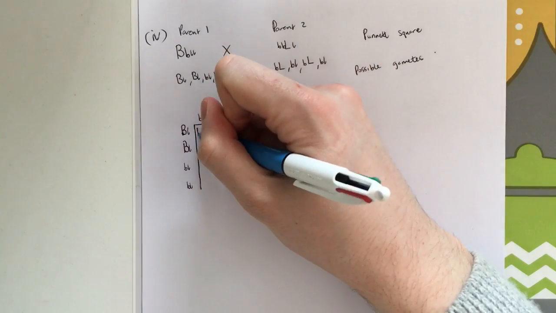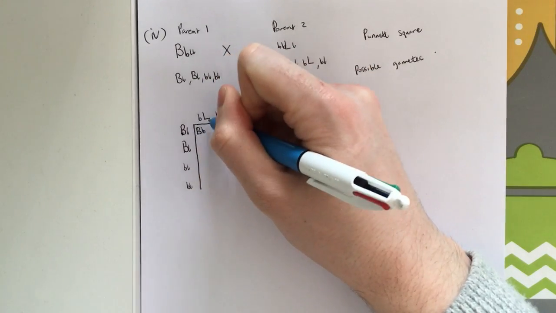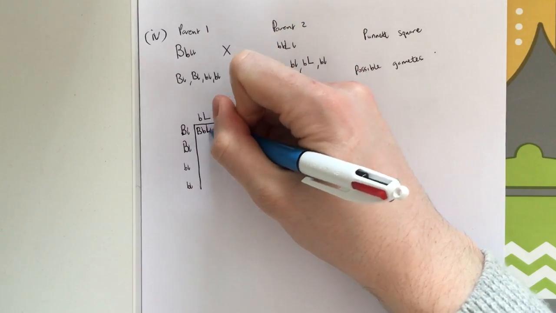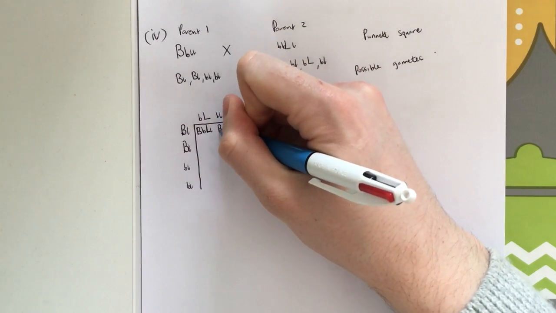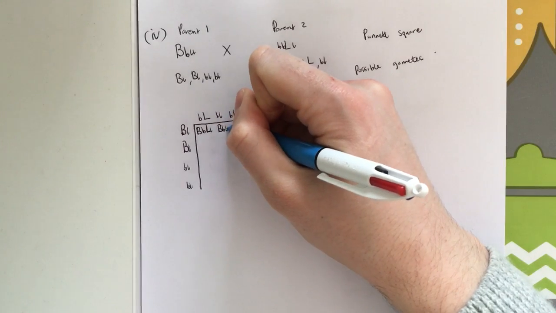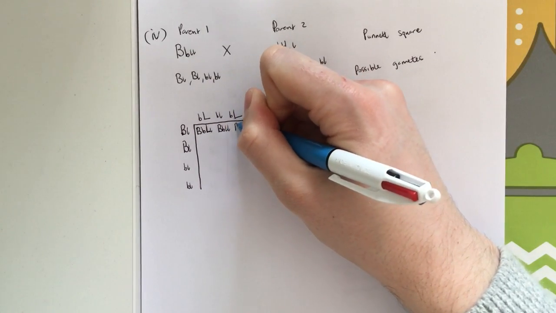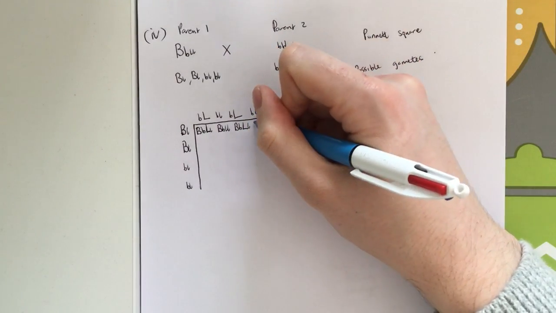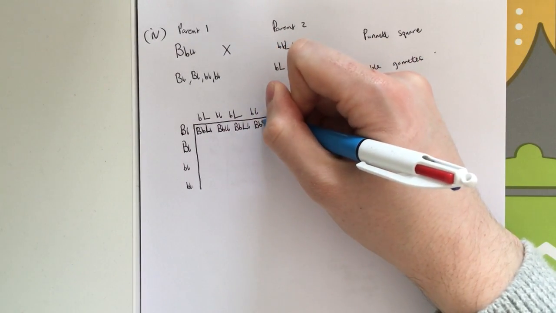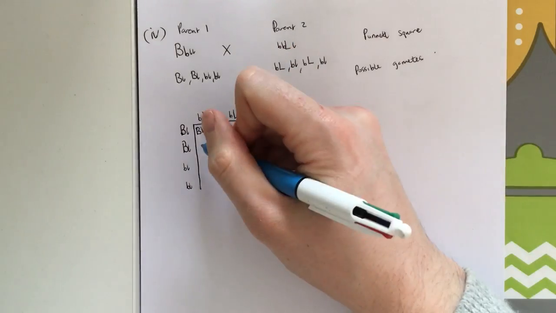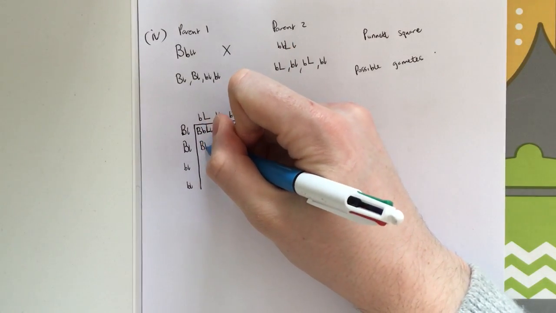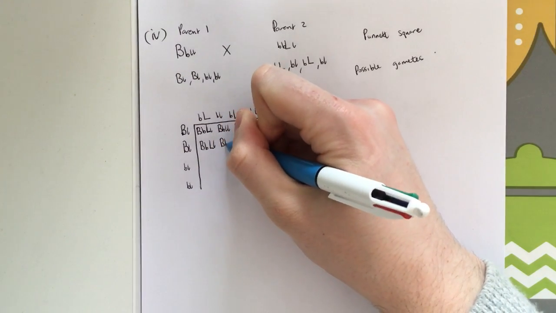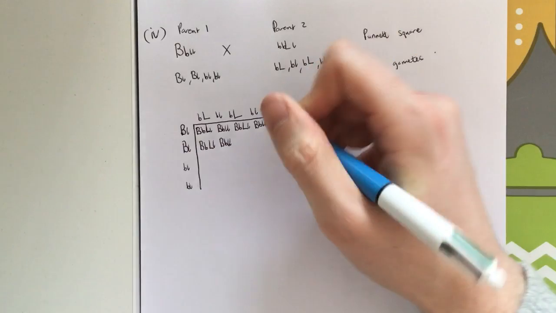So big B goes with small b, big L goes with small l. We have big B, small b, small L, small l. We have big B, small b, big L, small l. Big B, small b, small L, small l. Again, big B, small b, big L, small l. Big B, small b, small L, small l, and continuing on.